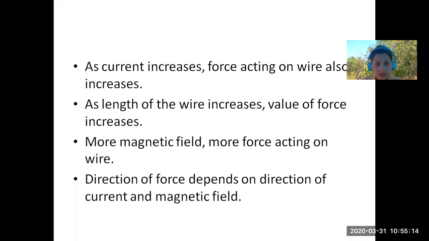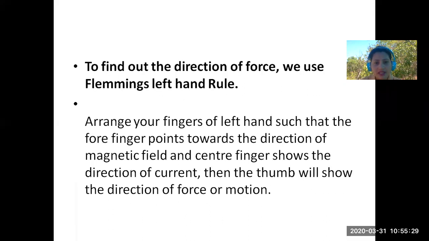Direct proportion. So more magnetic field and then more force. That is also direct proportion. And the direction of the force depends on the direction of current and magnetic field. Next, in the previous class, we learned how to use Fleming's left-hand rule. Where do we use it? To find out the direction of force and also the direction of current. Any two of them you should know, that is either the direction of magnetic field or current, then only you can find out the rest too.